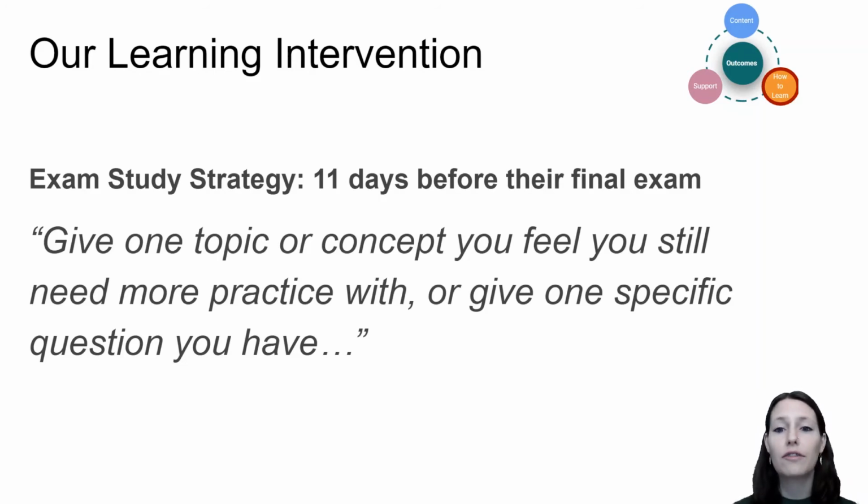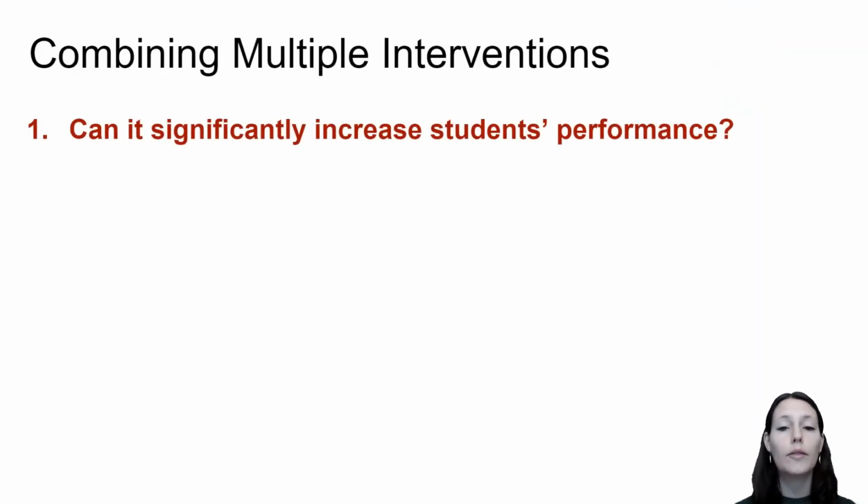This is the final intervention that we implemented in our study, and now it's time to move on to the questions we were trying to answer. All of these were related to trying to improve student outcomes. Our first question was, can combining multiple interventions significantly increase students' performance?